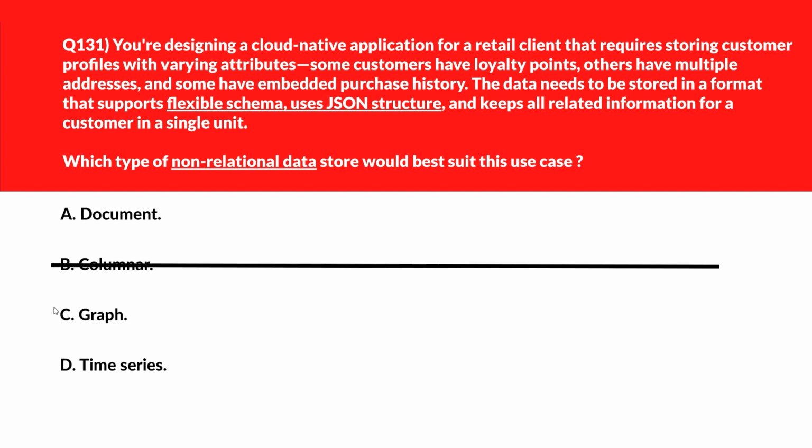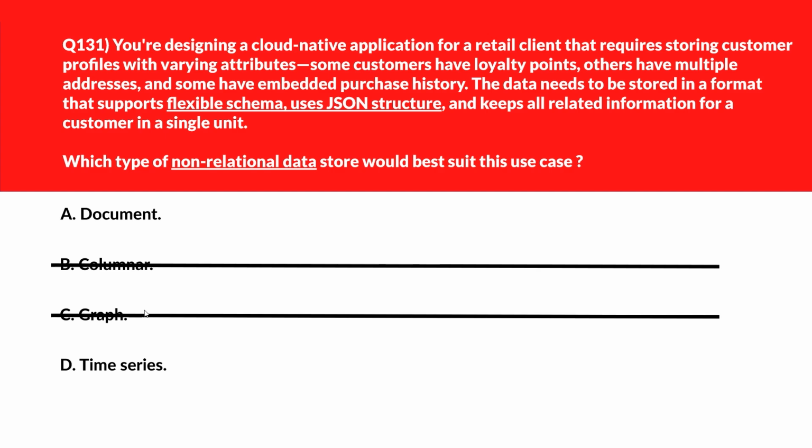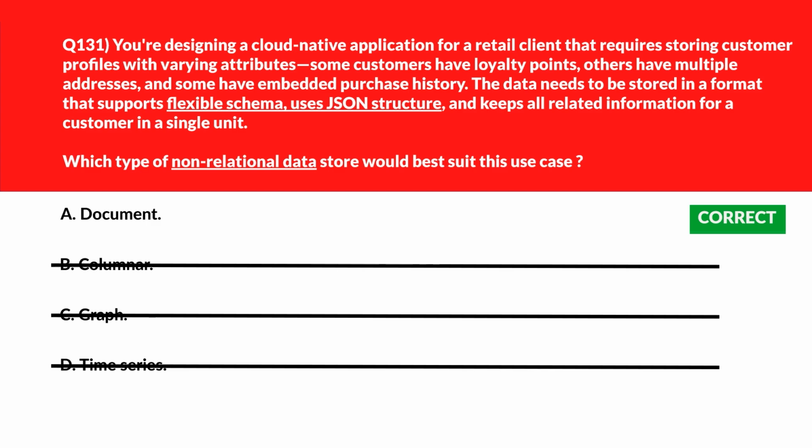We'll move to option C. C says graph. Graph stores focus on relationship mappings across entities, not on storing complete entity data using a flexible schema. Wrong choice. We'll move to now option D. D says time series. Time series stores are built for tracking chronological data points, not for storing entity data with flexible schema. Wrong choice. Let's lock option A, document, as the right answer.